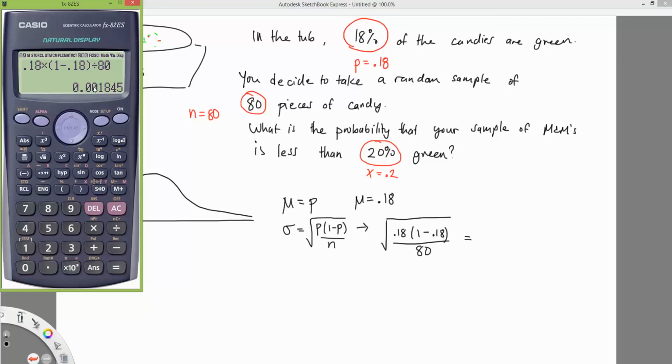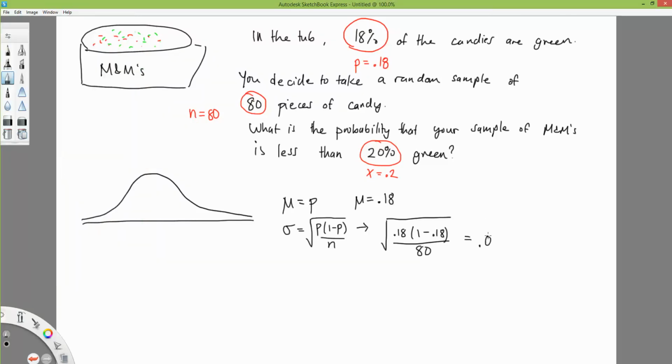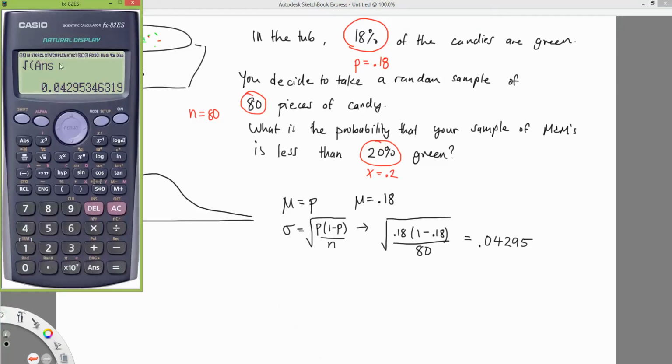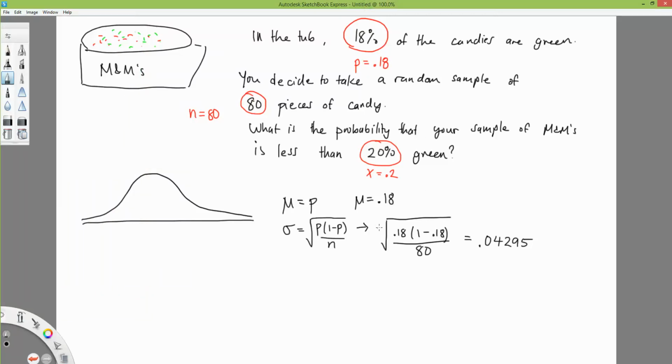But what do I have to do? I have to take the square root of that. So I'm going to hit the square root button, and I hit the answer button so I don't have to retype that whole number. And I hit equals, and I get 0.04295. So my standard deviation is 0.04295. Now, I'm not even going to bother retyping 0.04295. I'm going to leave that in there and use that in the future, so I don't have to bother retyping anything. So I have a mu equal to 0.18, and I have a sigma equal to 0.04295.